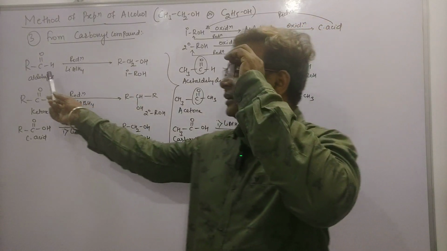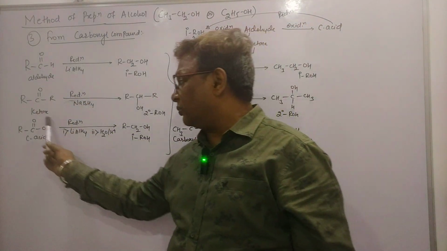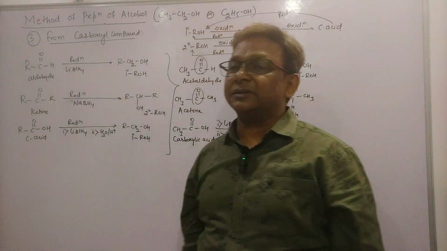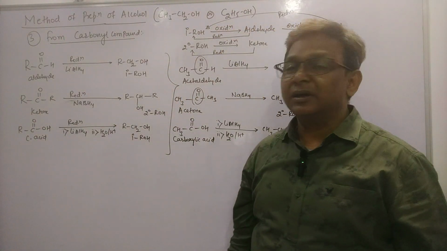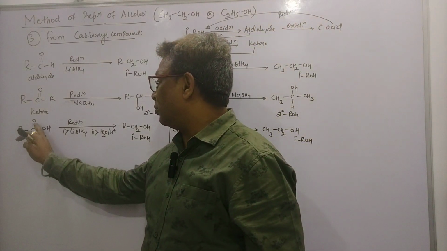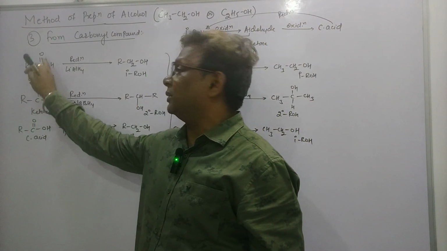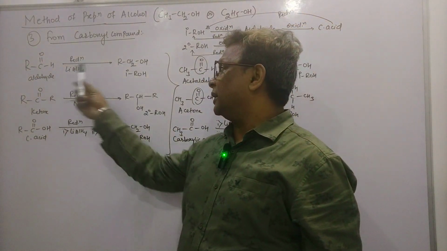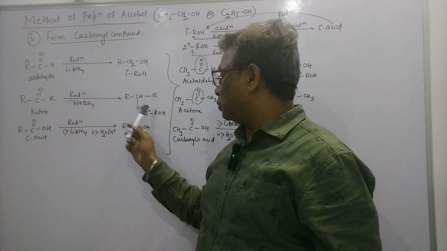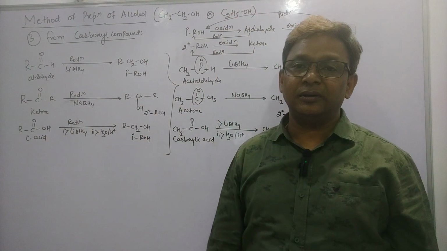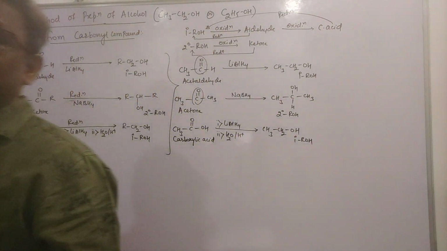It may be aldehyde or ketone, and even you can see carboxylic acid containing the C double bond O group is also called a carbonyl compound. Carbonyl compound means a compound which is having a carbonyl group. C double bond O group is called a carbonyl group, where aldehyde is converted to 1 degree alcohol, ketone to 2 degree alcohol, and carboxylic acid to 1 degree alcohol. Right? Method of preparation of alcohol.